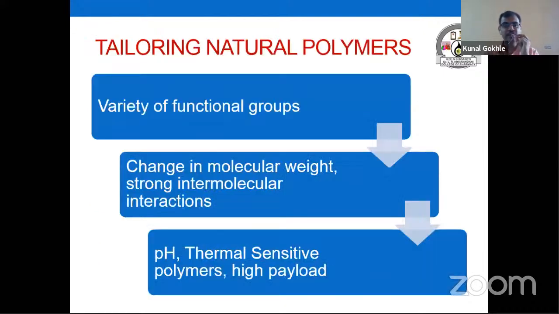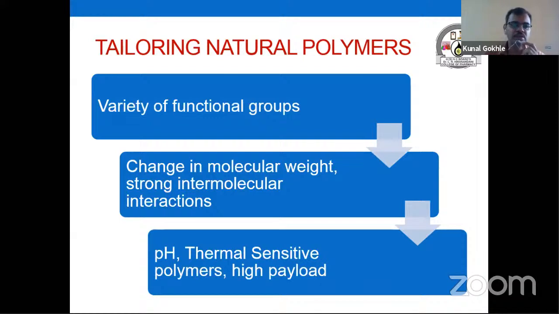Now, let us begin with the need for synthesizing the polymer. As I already said, polymers have a variety of functional groups, so you can synthesize polymers as per your need. If your polymer contains COOH, you can convert it into amides or esters. If it is alcoholic, you can convert it into ether. So a wide range of functional modifications is possible. You can make a hydrophilic polymer more hydrophilic, and you can increase the water solubility just by modifying the functional groups.